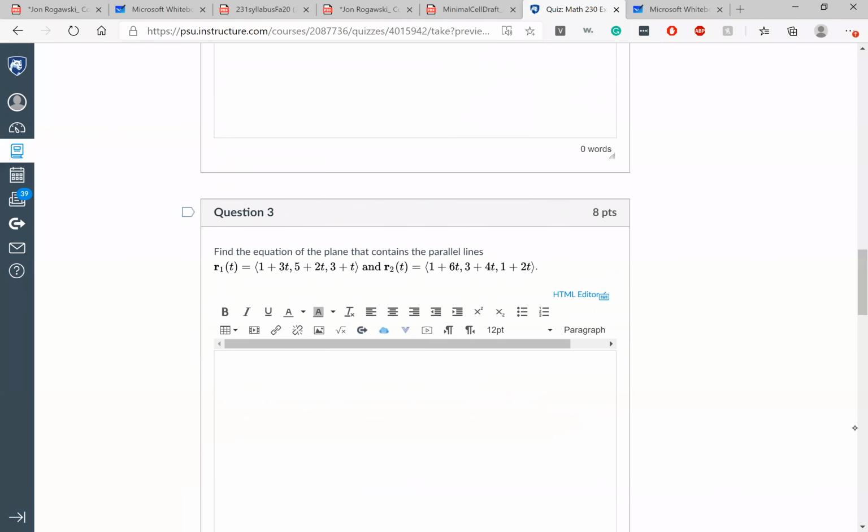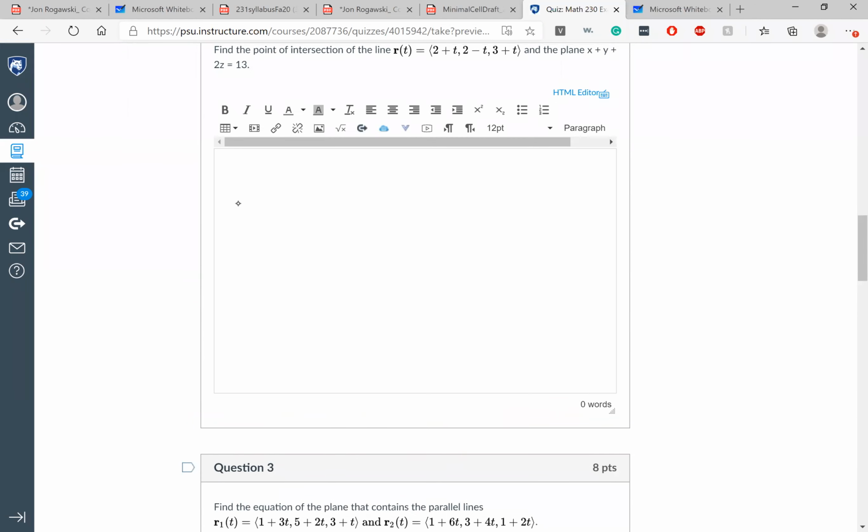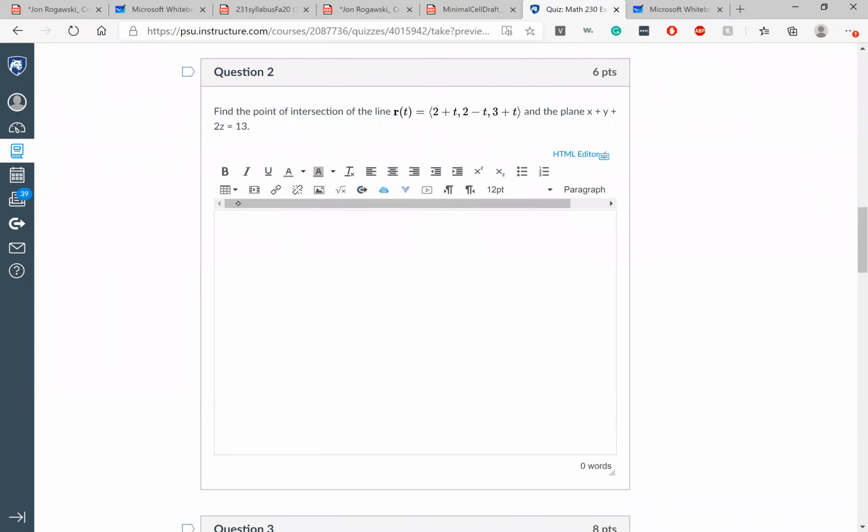Okay, let's look at the next one. Find the equation of the plane that contains, sorry, yeah, what? Can I see it just for a bit? The question to answer.